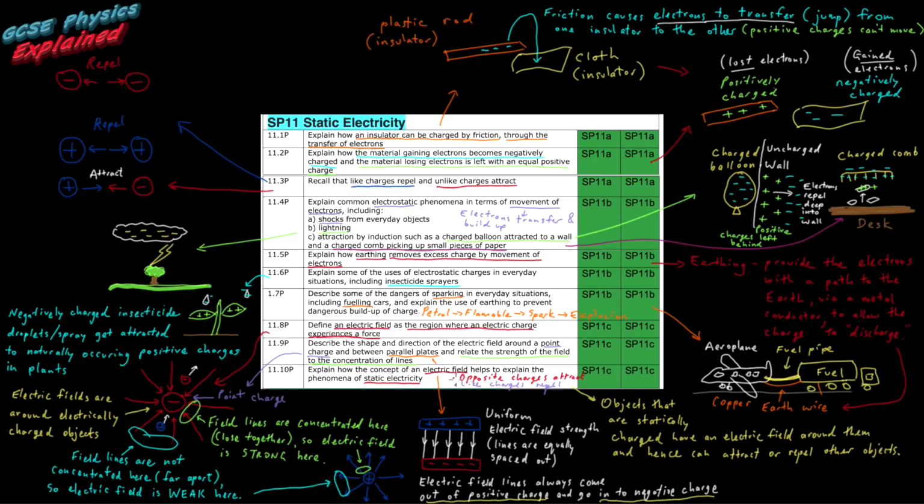Explain how the concept of an electric field helps to explain the phenomena of static electricity. So, electric field, static electricity, well, the same rules apply. Opposite charges attract, like charges repel. So objects that are statically charged have an electric field around them and hence can attract or repel other objects, just like I've explained up here. And that's SP11.